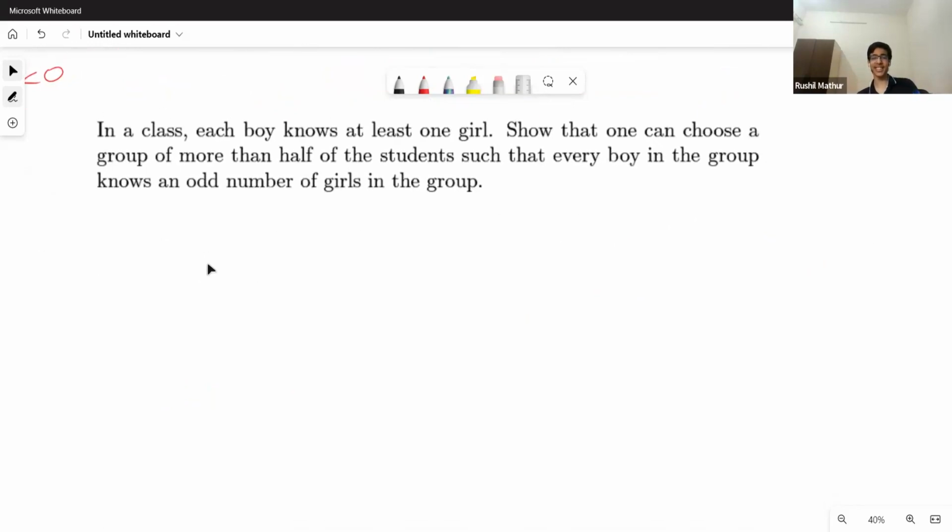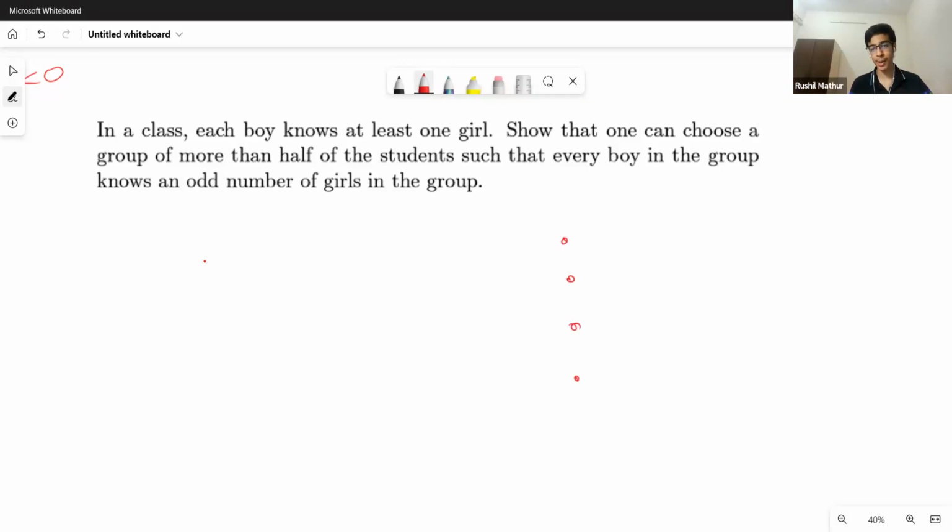Okay. Yeah, this is another question. In a class, each boy knows at least one girl. Show that we can choose a group of more than half the students so that each boy in the group knows an odd number of girls in the group. Basically you can imagine boys and girls as vertices. It's okay if you don't know graph theory. You don't use anything fancy in this question.